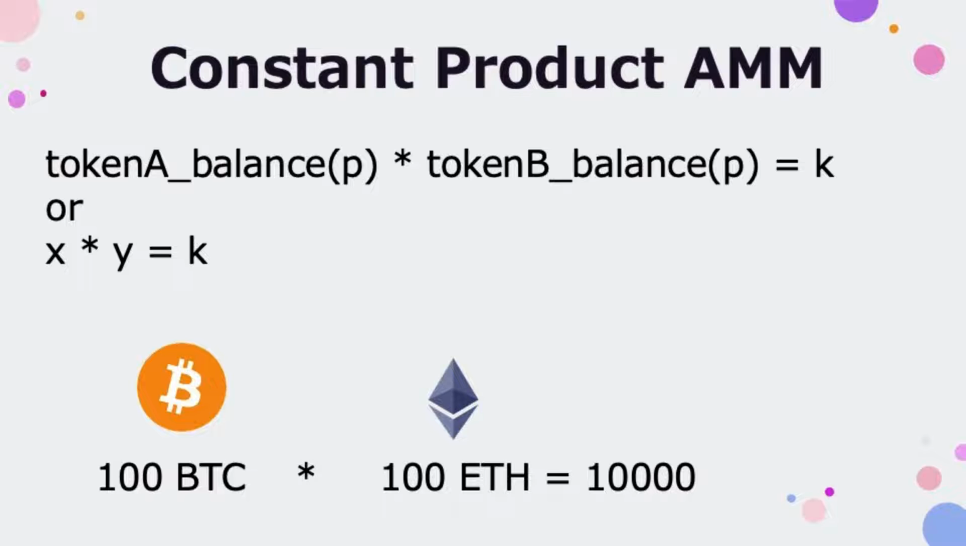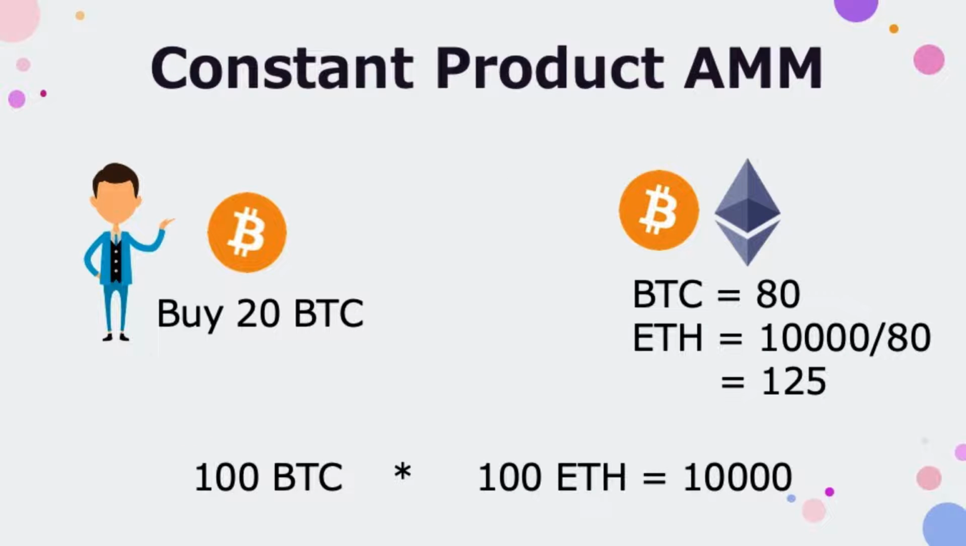The secret ingredient of AMMs is a simple mathematical formula proposed by Vitalik: token A multiplied by token B is equal to K. The constant, represented by K, determines the price of tokens in a liquidity pool. For example, if the initial liquidity pool has 100 Bitcoin and 100 Ether, then K will be 10,000. If someone buys 20 Bitcoin, then Bitcoin will be reduced to 80 and the amount of Ether can be calculated by 10,000 divided by 80, which gives 125 Ether.